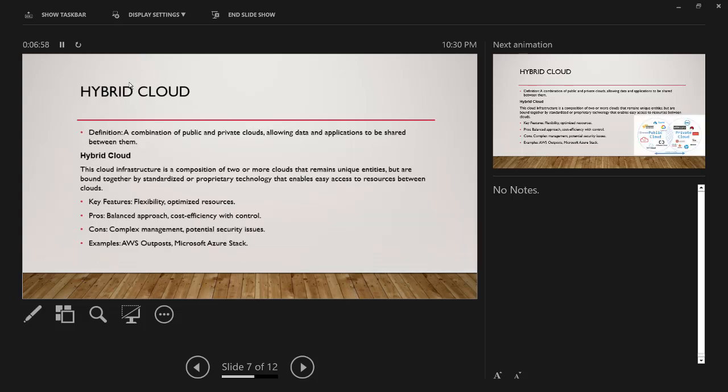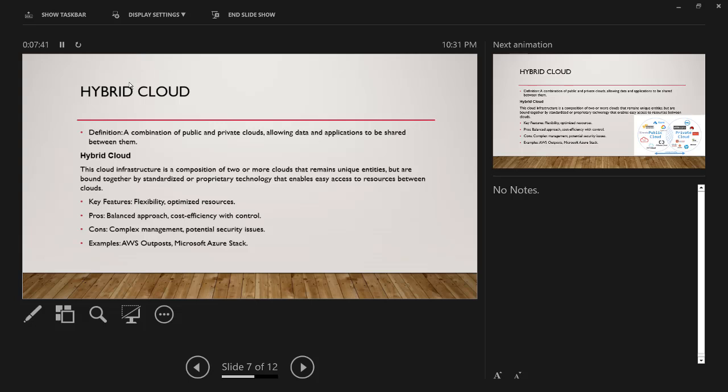All right, so now let's go into the hybrid cloud system. The hybrid cloud system is more like a combination of public cloud and private cloud. It is a composition of two or more clouds that remain unique entities but are bound together by standardized or proprietary technology that enables easy access to resources between clouds. Some of the features are that it's flexible and optimizes resources. Some of the pros are that it's a balanced approach and it's also cost efficient, because sometimes you may not really need to buy much hardware. You could just scale up with public cloud instead of buying multiple hardware.